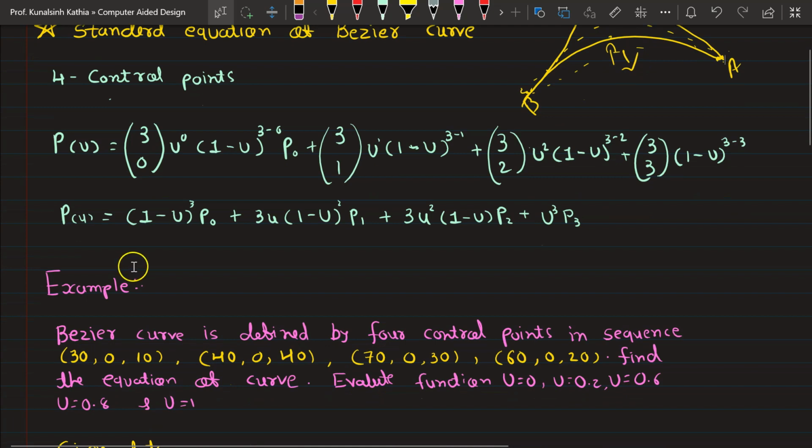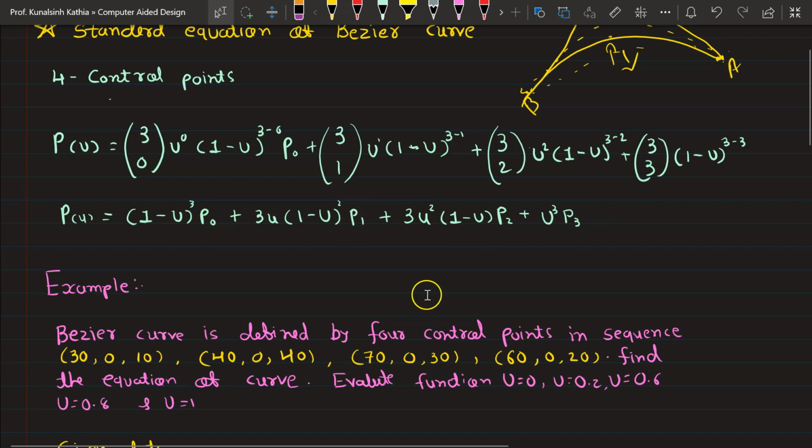Today we are going to discuss one example. I'll read it out, then we'll explain what it means. A Bezier curve is defined by 4 control points. Yes, we have seen that there are 4 control points. The control point locations in X, Y and Z are: 30, 0, 10; 40, 0, 40; 70, 0, 30; 60, 0, 20. So these are the 4 control points, which are P0, P1, P2 and P3.